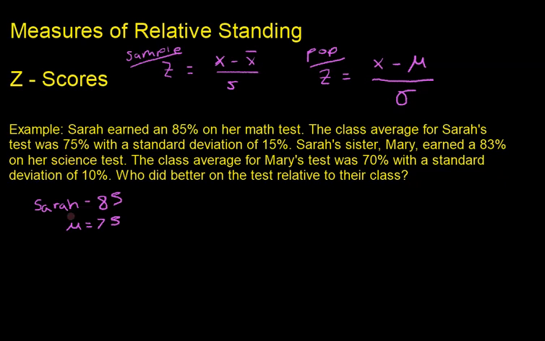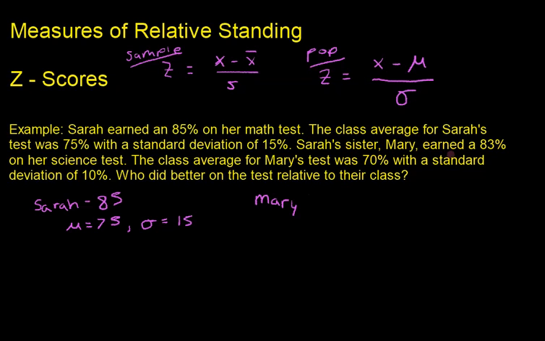It's mu, the population mean, because it's not like they only sampled some of the students and took their sample average. The entire class took the test, so that's why it's mu and not x bar. The population in this situation is Sarah's class, and the standard deviation, sigma, is 15%. Now let's read about Mary.